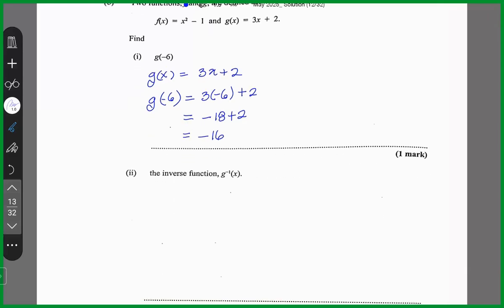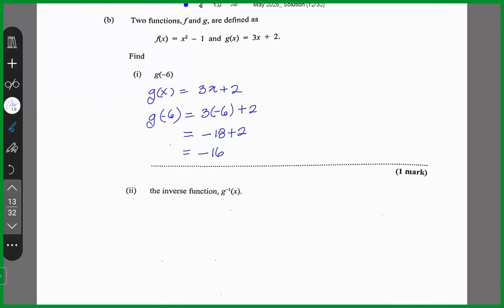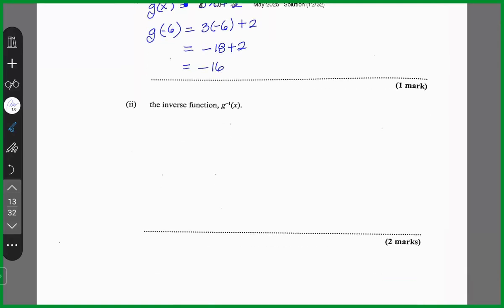We're to find the inverse function, g inverse of x. So g of x is 3x plus 2. First step, y is equal to 3x plus 2. Second step is to interchange x and y. Wherever you see x, put y. Wherever you see y, put x.